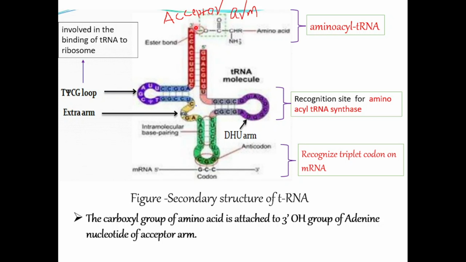Because at the acceptor arm, here is the 3' A, C, C-like sequence. So here, there is a connection of the carboxyl group of the amino acid with the free hydroxyl group found at the 3'. There is a carboxyl group on the amino acid, and there is a free hydroxyl group at the 3' of this sequence. So they connect, and the amino acid can be added.